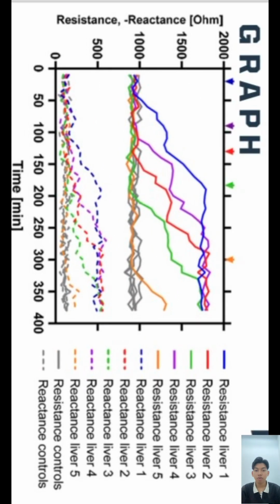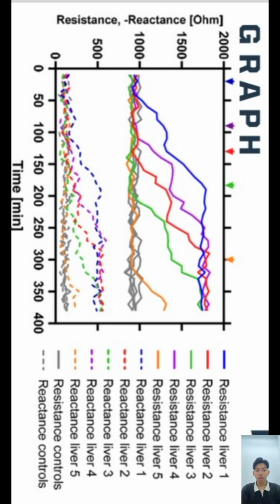The resistance of the liver is a measure of how much it opposes the flow of glucose. The reactance of a liver is a measure of how much glucose it stores. This graph shows the resistance and reactance of 5 different livers over time. As you can see, the resistance of all 5 livers increases over time. This is because the livers are becoming more saturated with glucose.